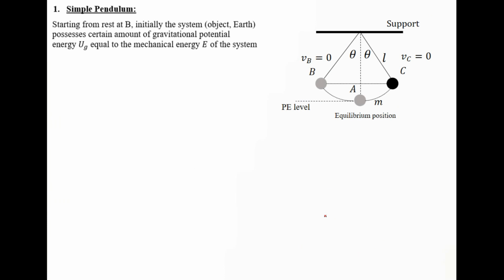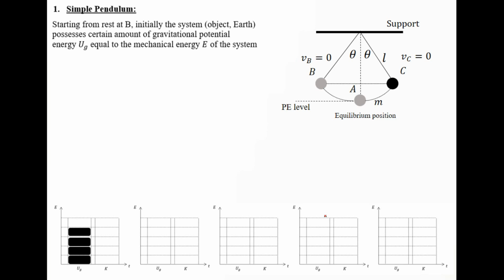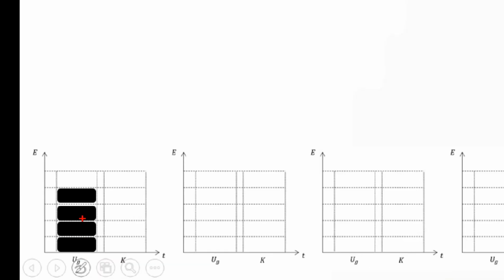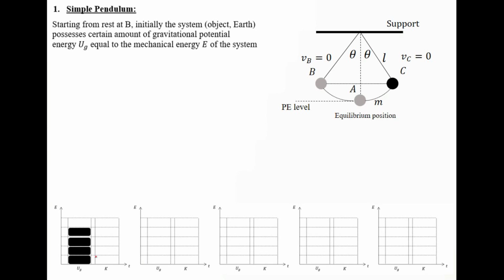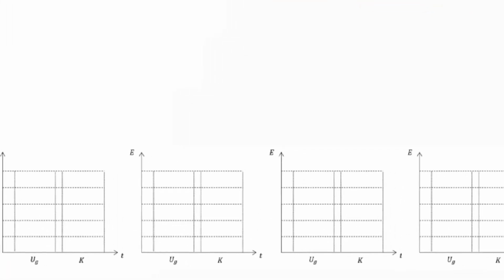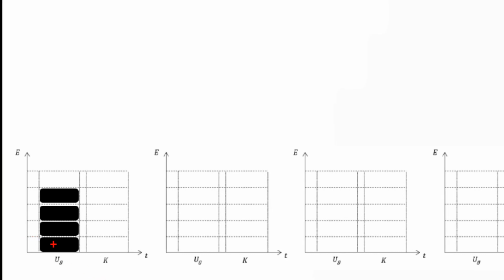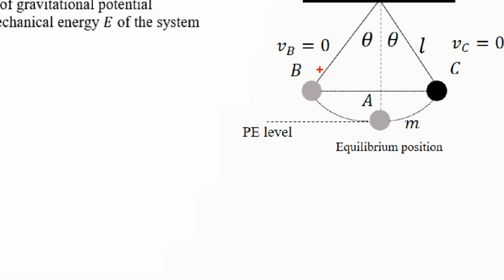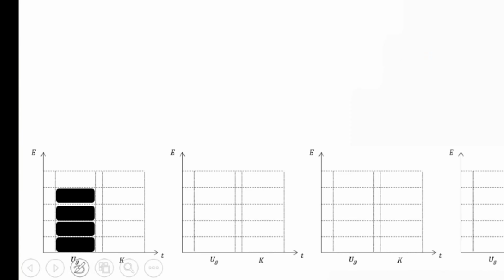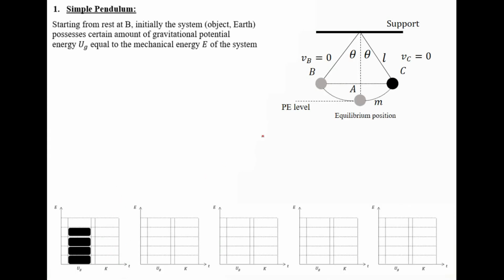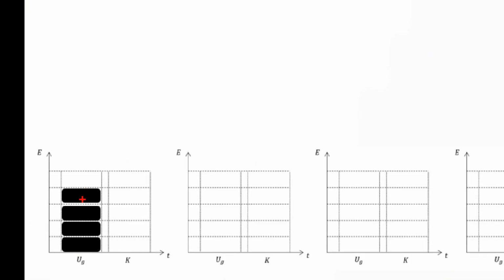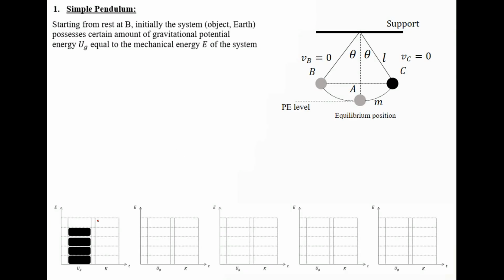Now, starting from rest at B, initially the system object-Earth possesses a certain amount of gravitational potential energy Ug equal to the mechanical energy of the system, which is represented by 4 blocks of energy. Now here in the following energy diagrams we're trying to represent the variation between Ug and K. The first column represents Ug, the second column represents K. Initially at the point B, we have the initial speed to be 0. For this reason, we don't have any bars for the kinetic energy, and our energy is completely gravitational potential energy. For this reason, this has been represented by 4 bars. Now the number of bars is not important.